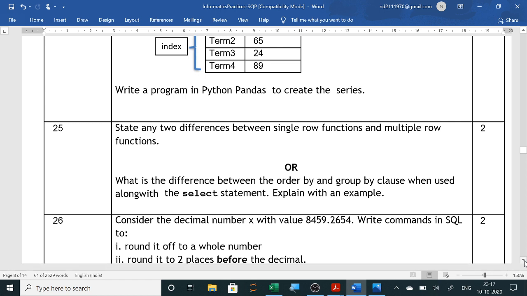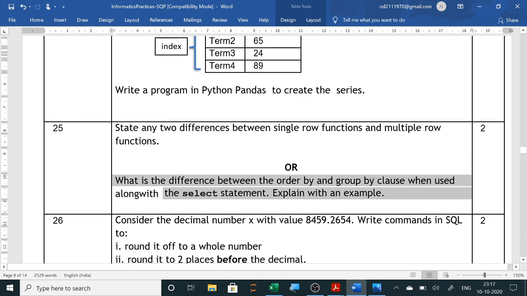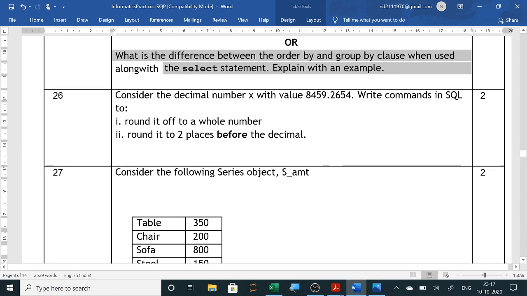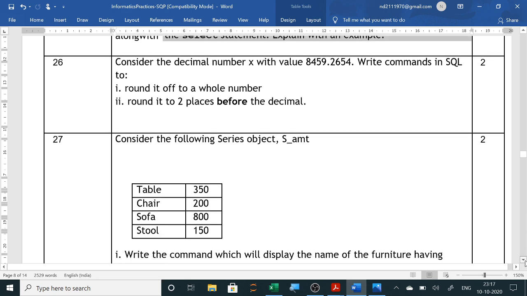Now the difference between single row function and multiple row function, or the aggregate functions, you have written. Now here internal choice is there, means out of these 2 you have to solve any one. So order by and group by clause they have given here. The next question is you have to use a function, that is the round function, and you have to round it off. So this is of 2 marks.